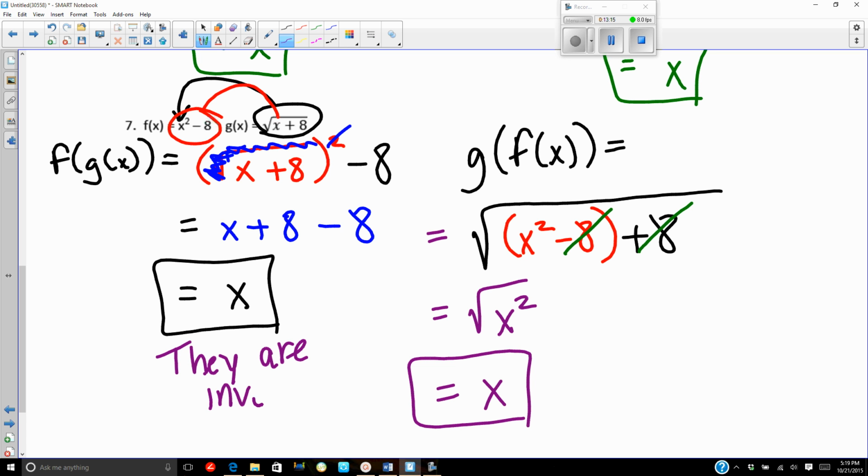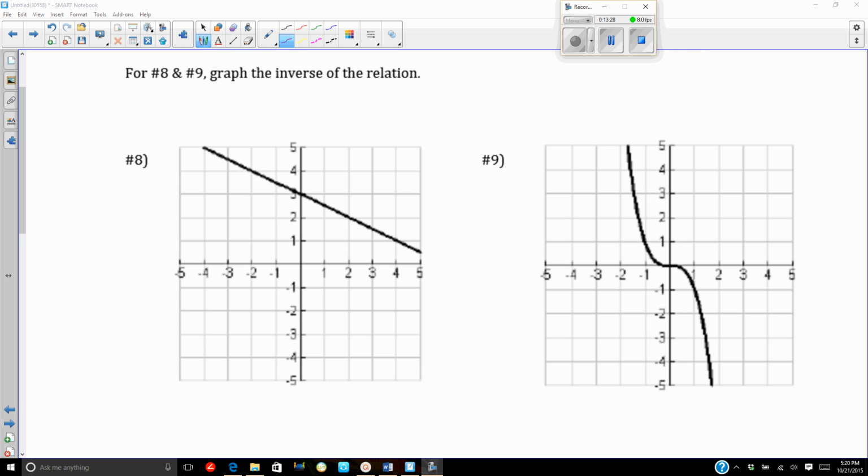All right, so that is the first 7. The last couple are just slightly different. We're actually going to graph the inverses of the functions. Pause, though, if you need to get these notes. All right, so 8 and 9 are actually fairly easy.